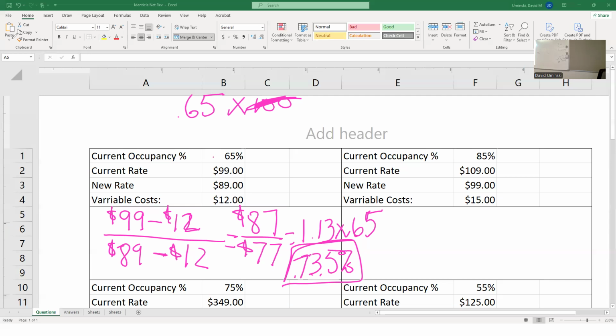So do you think you'd want to do that? Would you want to drop your rate down to $89? What do you think? Yes or no? Thumbs up for yes, thumbs down for no, thumbs sideways for I have no idea what you're asking me, Ms. Sheehan.